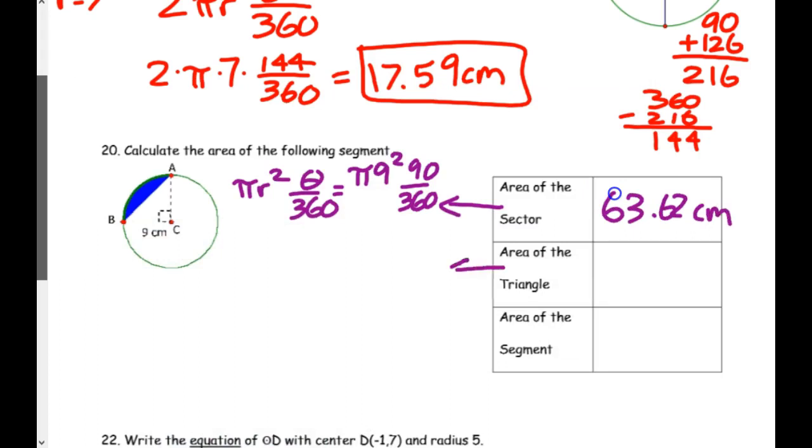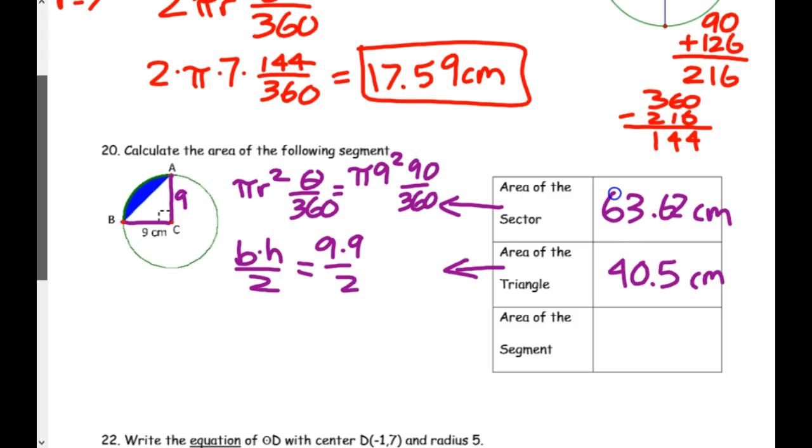And the area of a triangle is base times height over 2. The base is 9, and the height is also 9, because they're both radii. 9 times 9 over 2. Okay, 9 times 9 is 81. Divided by 2 is 40.5 centimeters. If you type it in your calculator, you'll get that. 81 divided by 2, control enter.